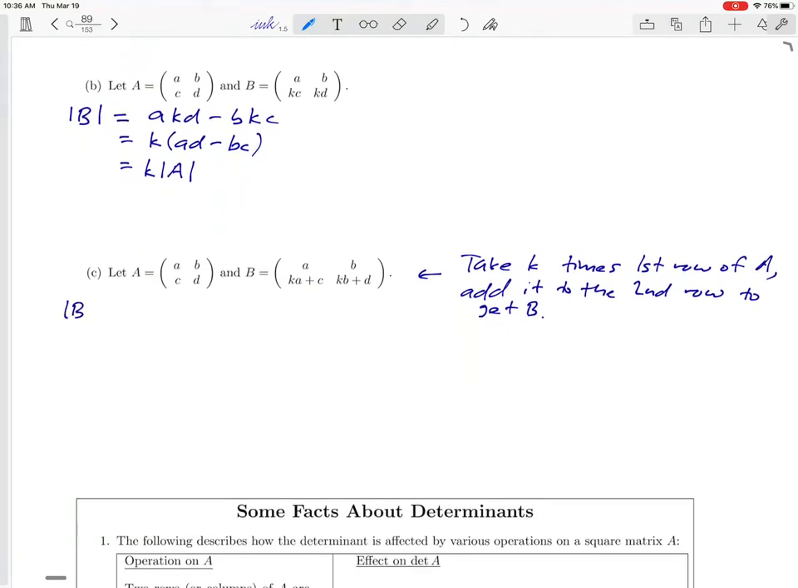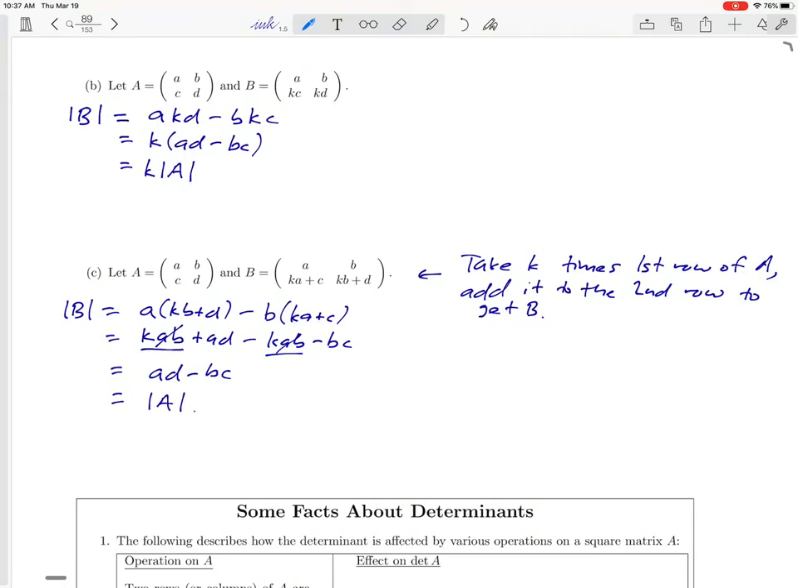Okay, let's scroll up here a little bit. Well, let's see what we would get if we took the determinant of B. Okay, so if we do that, just using the 2 by 2 formula, we're going to take the diagonal entries times each other. A times KB plus D minus B times KA plus C. Okay, and this time we need to do a little bit of algebra. Okay, so if we multiply that all through, KAB plus AD minus KAB plus BC, or I'm sorry, minus BC. Something interesting happens here. Notice that we get a KAB and a minus KAB. Those two terms cancel, and look at what happens. We just get AD minus BC, which is exactly the determinant of A.